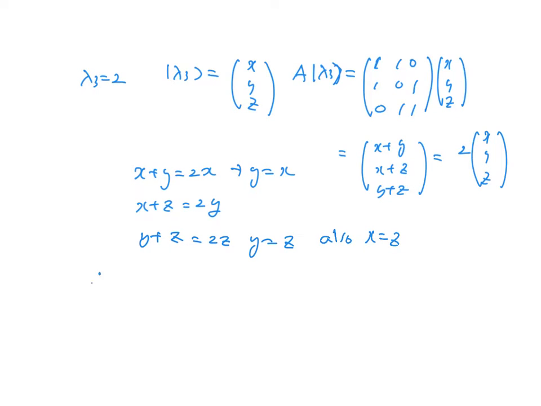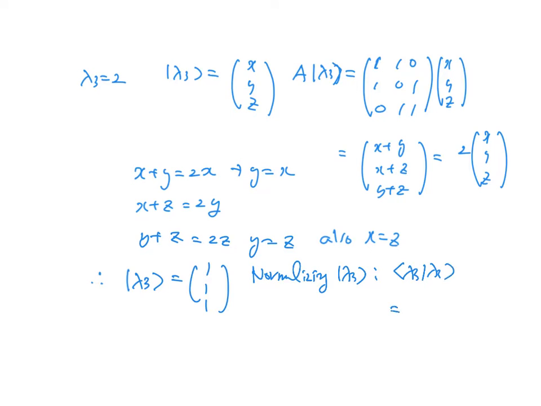So lambda 3, we can say 1, 1, 1, but we need to normalize it. The norm of 1, 1, 1 is square root of 3. So the normalized eigenvector is lambda 3 is 1 over square root of 3, times 1, 1, 1. So we need to check whether these eigenvalues and eigenvectors show the spectral theorem, right?